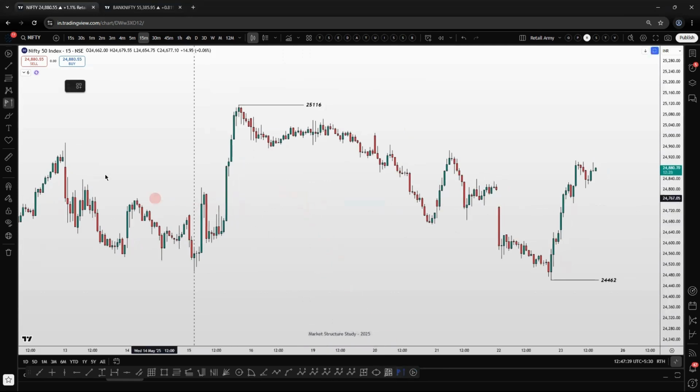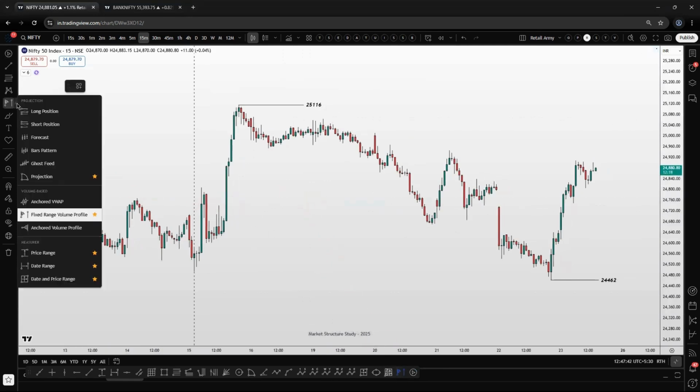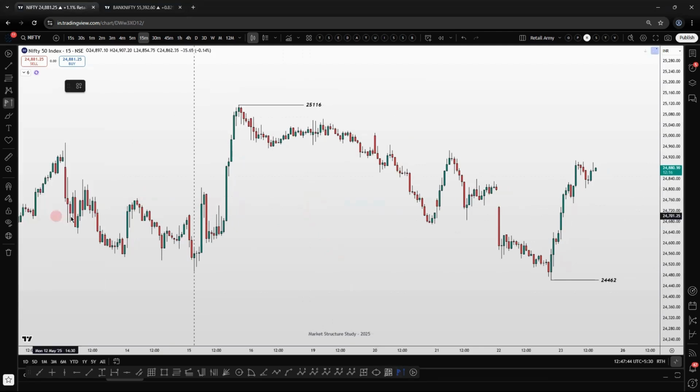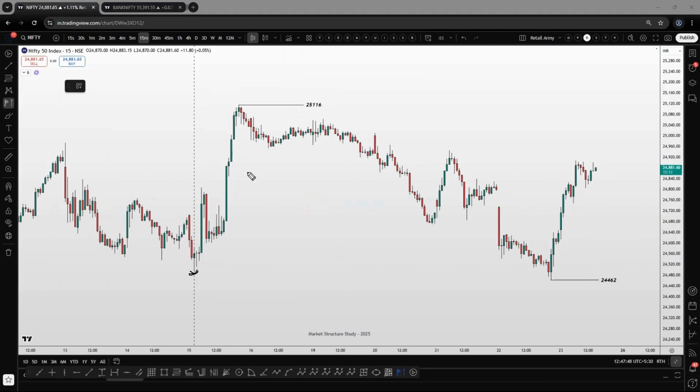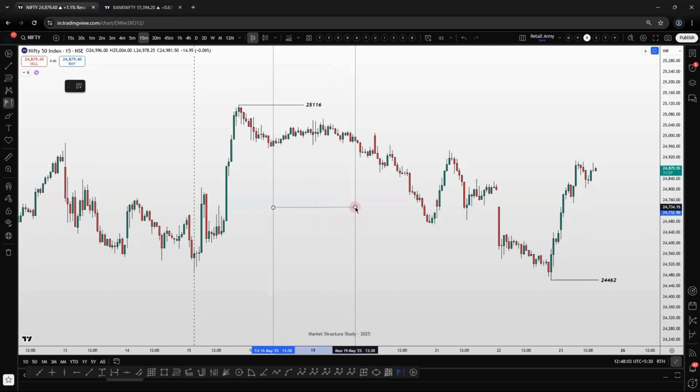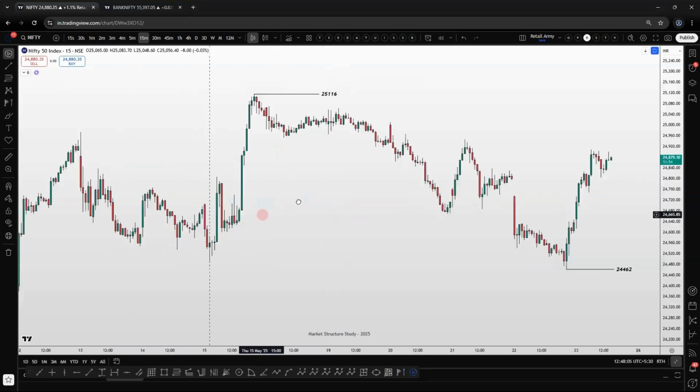I'll just take the FRVP tool. If you see on the left side of your screen, FRVP, fixed range volume profile, I'll take that and apply it from this swing low to the swing high. This was the move on the 15th. It was a very violent expiry last week, and then we saw a good fall in the market. What did I see? What did I do? I'll tell you exactly, step by step.